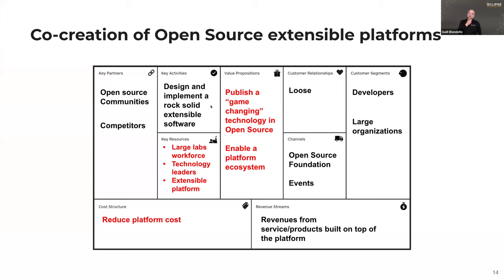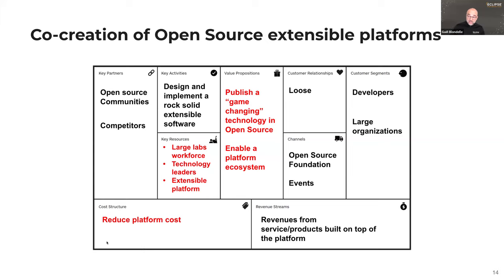Last example, the co-creation of open source extensible platform. And this is maybe something that is more interesting in the context of Open Continuum and the EU Cloud Edge IoT platform, because here the value proposition is you have a game-changing technology, you could keep it for yourself. But at some point you realize that if you publish this game-changing technology in open source, if you enable a platform ecosystem, if you build this big community, including with your competitors, then you will be in a position that you can really conquer the world with this new platform.